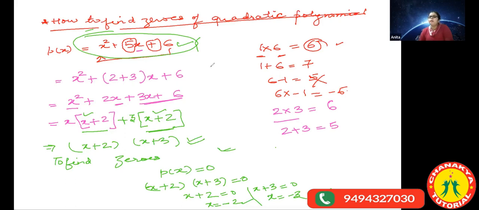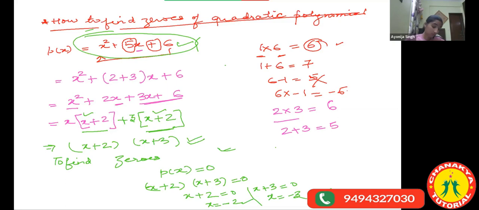Clear this thing? And tomorrow we will learn how to find relationship between sum of the zeros and product of the zeros. Clear, children? Yes, ma'am. Okay. Have you any doubt? If you are having any doubt, you can ask me. No doubt at all. All things are clear.